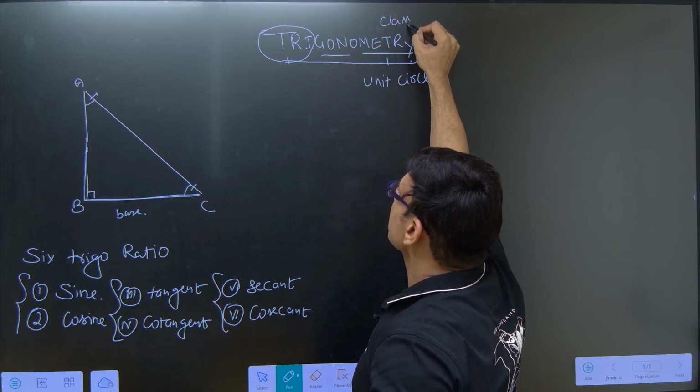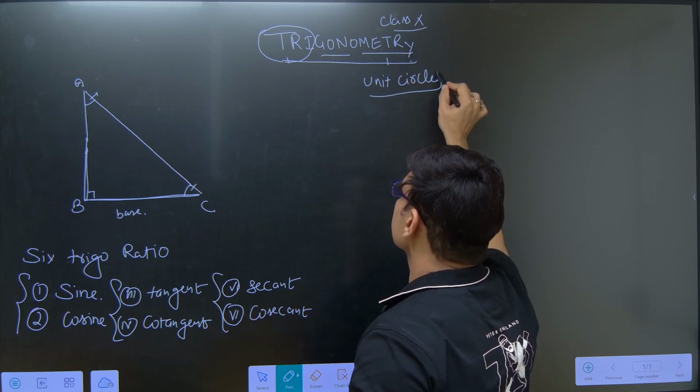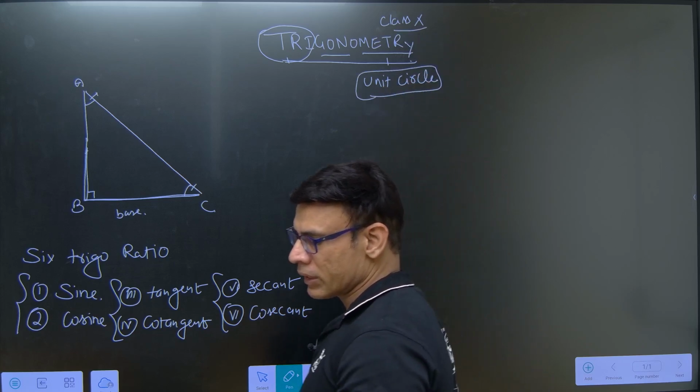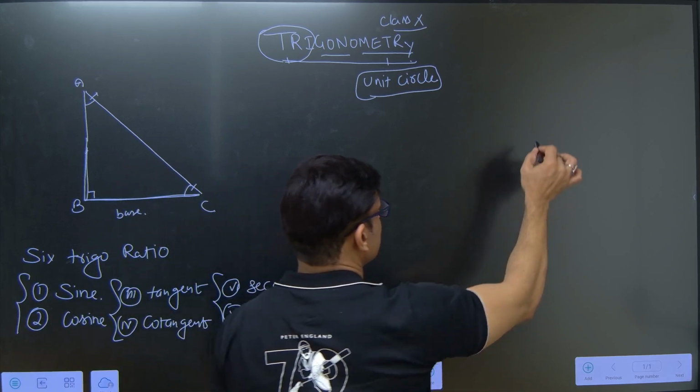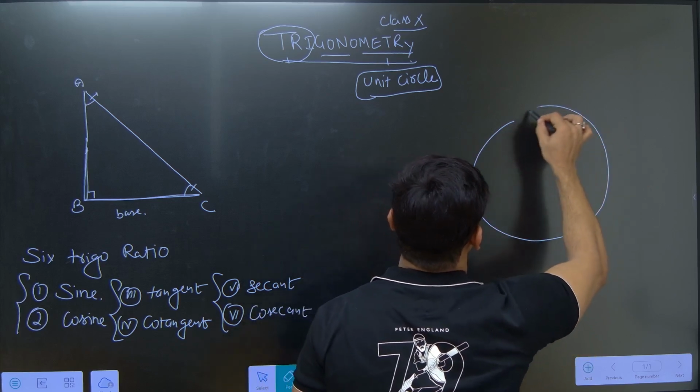This is for class 10th, but I'm teaching you some extra stuff here. It's called unit circle. So what is a unit circle? Unit circle means a circle whose radius is 1 unit.